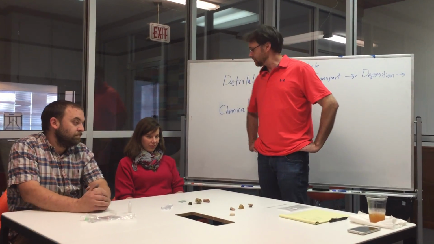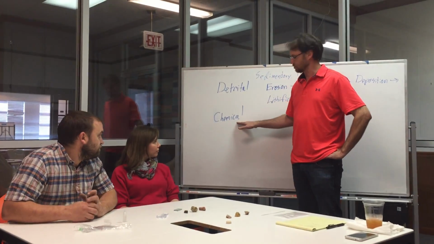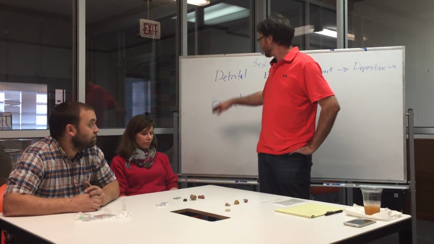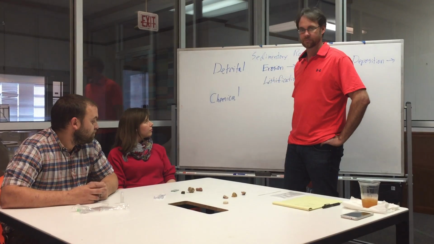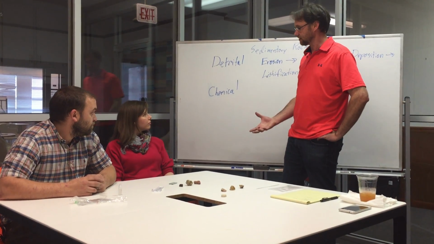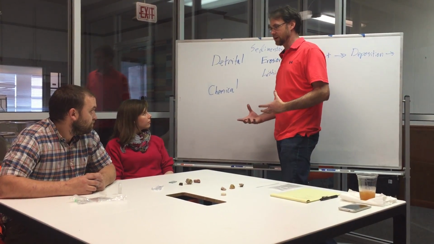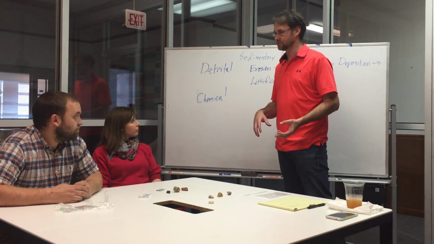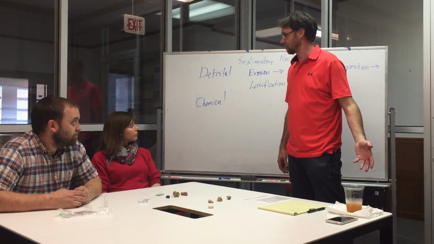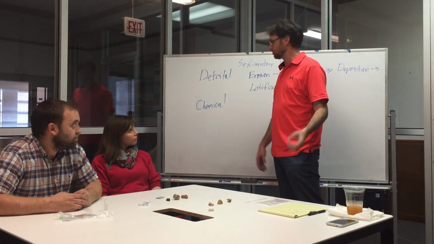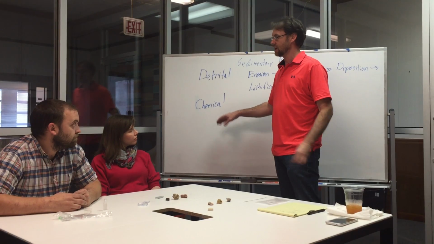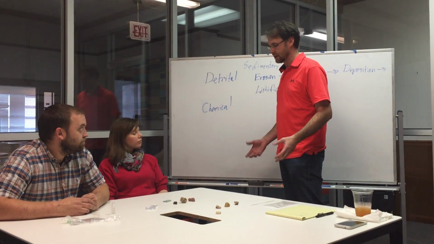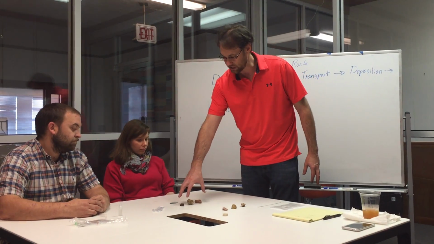Okay, so now that we have gone through the chemical sedimentary rocks, we're now going to talk about detrital sedimentary rocks. Now, a detrital sedimentary rock is one that is composed of rock fragments from previous rocks rather than minerals that have been dissolved chemically and then precipitated out of solution.